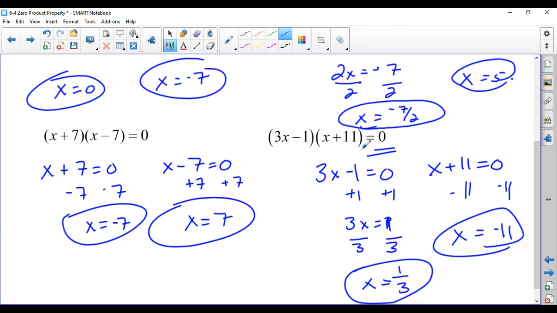One thing you'll probably notice as you go through this is that anytime the factor has x plus a number, your answer is negative. Anytime the factor has an x minus a number, your answer is positive. And that is a pattern that always holds true because you're going to add to the other side when it's a minus and subtract to the other side when it's a plus.